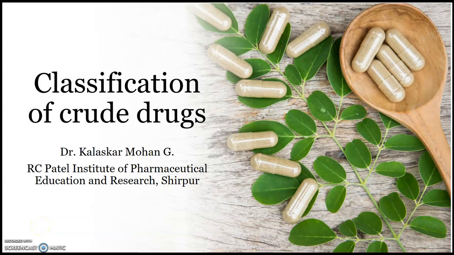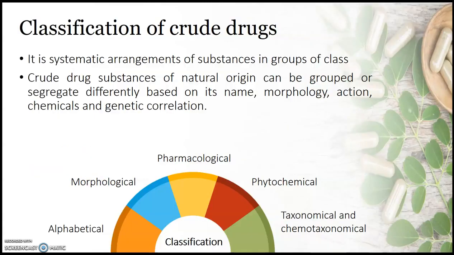Hello students, here we are going to get a brief idea about another topic of our syllabus, that is classification of crude drugs. We know that a vast number of crude drugs are being utilized in the field of pharmacognosy. To study them systematically, there is a need for classification of crude drugs. Classification is nothing but a systematic arrangement of substances into groups or classes, which makes the handling of a number of crude drugs systematic.